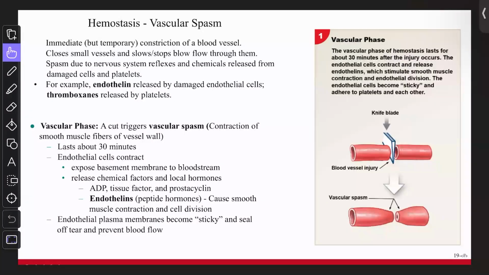The other thing that's going to happen is that the plasma membranes on the endothelial cells, the cells on the inside of the capillary or the blood vessel, they're going to get sticky. Okay, they're going to get real sticky, and that's important. Now, are there any questions about the vascular phase? Because it's pretty straightforward. I'm going to explain to you in just a minute. So the sticky is going to relate to the next process. Okay.